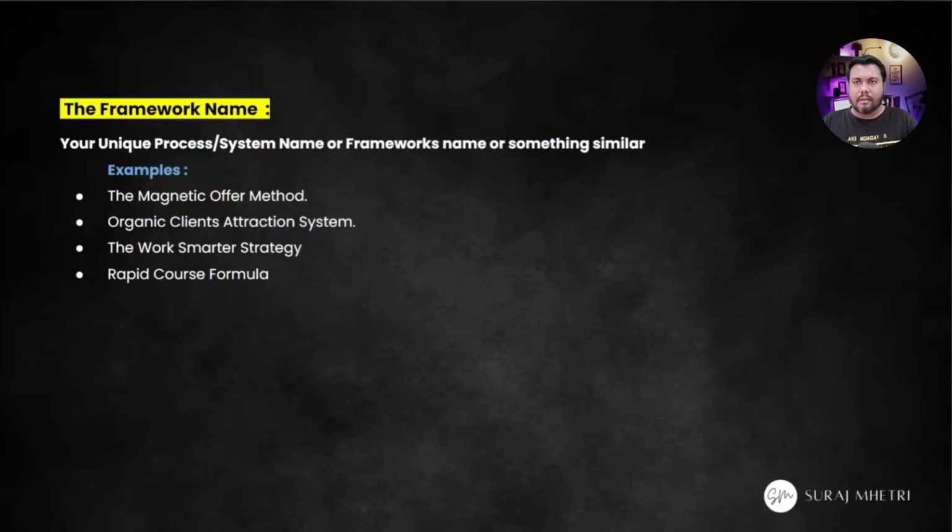Okay. So for example, you can say the magnetic offer method is my method, organic client attraction system. It's a name given to the system. You can use that as it is for your program. The work smarter strategy, and the rapid course formula. So these are the names that are given to your offer, that include the name of a system or a process or a kind of strategy. Okay. Fourth is the academy name.